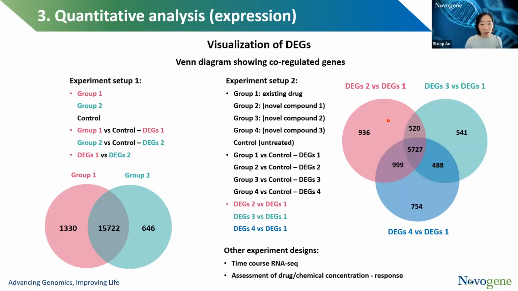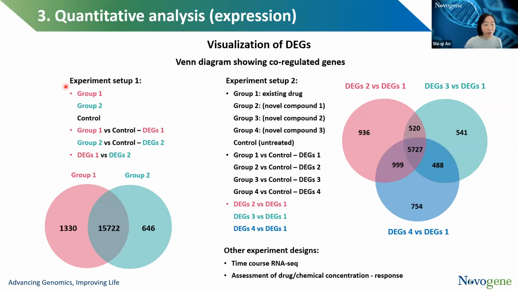Okay, and there are other ways you can look at your differential expression. This is through a Venn diagram. Basically, here you want to look at the co-regulated genes. It depends on the experiment setup. You can have different types of Venn diagram here. Although they look very similar, the meaning they express, the information they contain, is actually quite different.